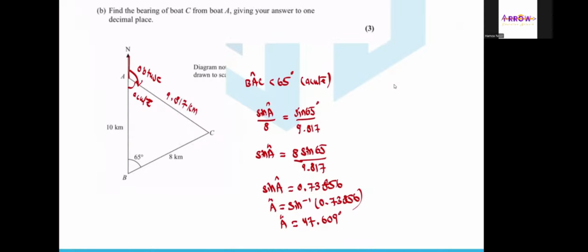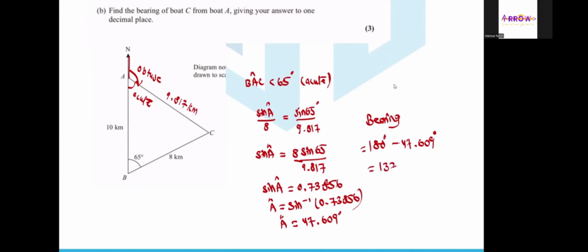since you know the fact that angles on a straight line are supplementary. Their sum is 180 degrees. So the bearing is supposed to be 180 degrees minus 47.609 degrees. My pen is not working very smoothly these days. I'm going to rewrite this. Bearing is 180 degrees minus 47.609 degrees. So how much is this? This is 132.391 degrees.